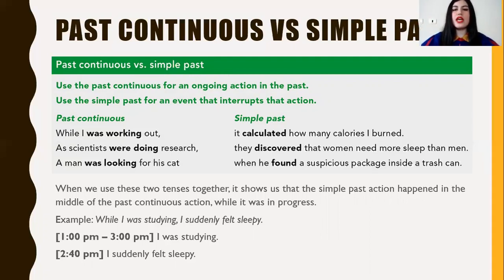A man was looking for his cat when he found a suspicious package inside a trash can. So for example, a man was looking for his cat. It's happening in a period of time. And when he found a suspicious package, it's going to happen either in the middle or at the end of the action, okay? So when we use these two tenses together, remember the simple past action happened in the middle or at the end or interrupted the action that happened in past continuous. While I was studying, I suddenly felt sleepy. So here we have, I was studying for a period of time and I felt sleepy in the middle of this action, okay?